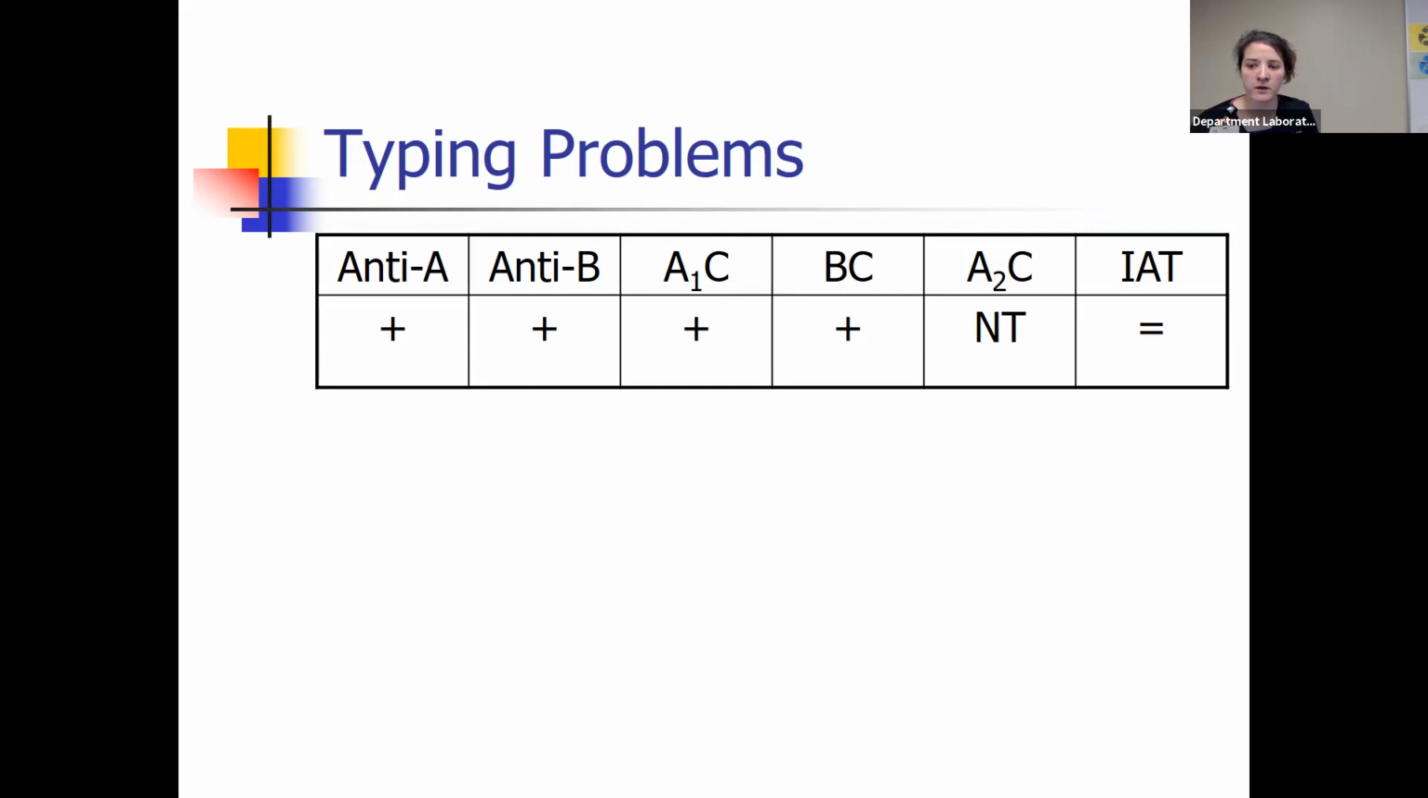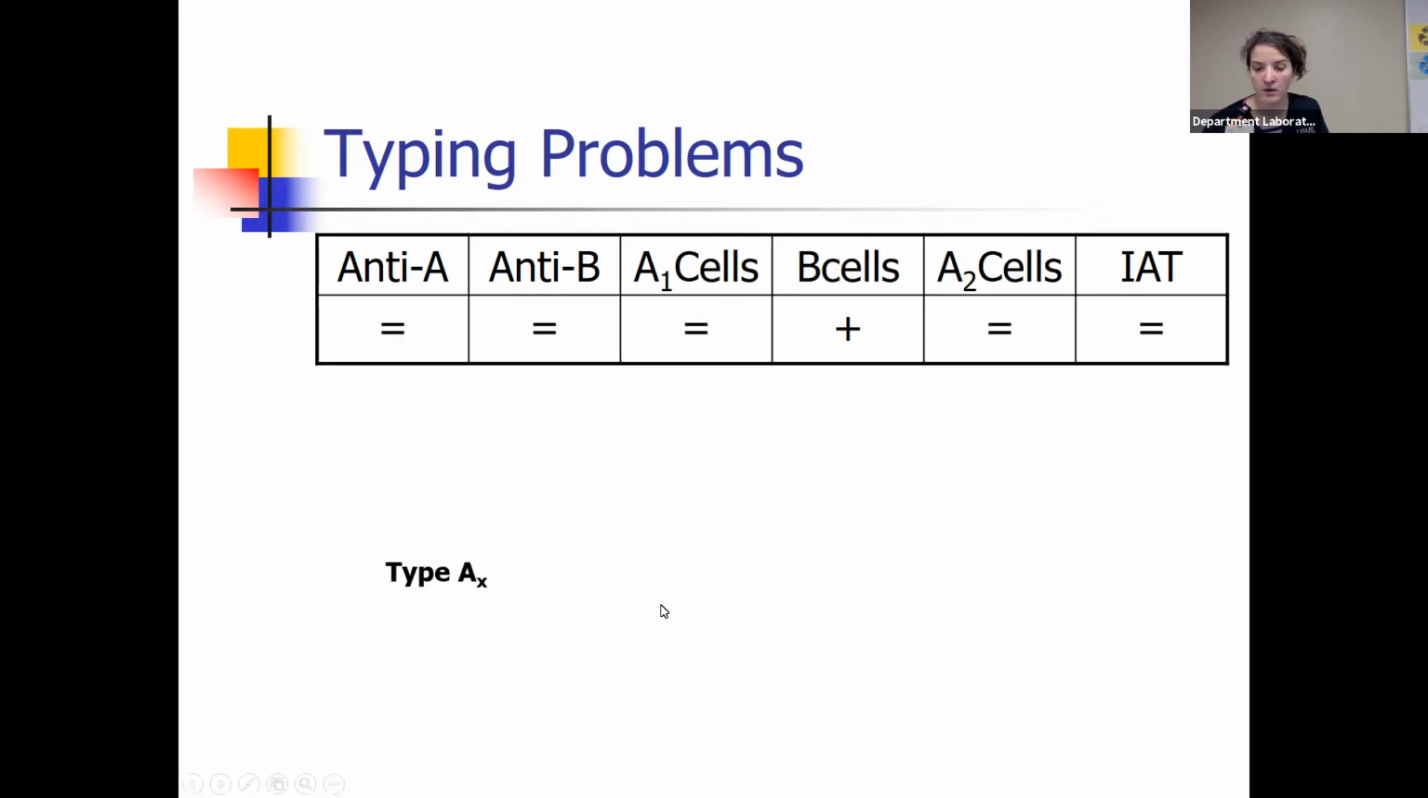So here's another one. You have, let's see, Sarah. So Sarah says that AX confuses her. So AX is just a notation meaning that that patient is a subgroup of A. So they're not A1, and you remember there's tons of subgroups of A. There's A2, there's A3, there's EL, there's tons of different types of subgroup.